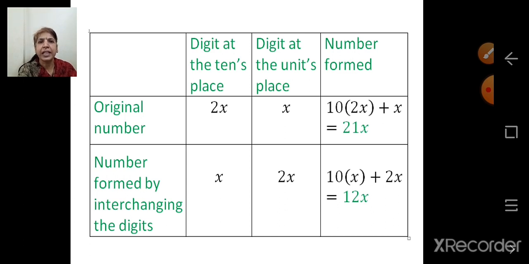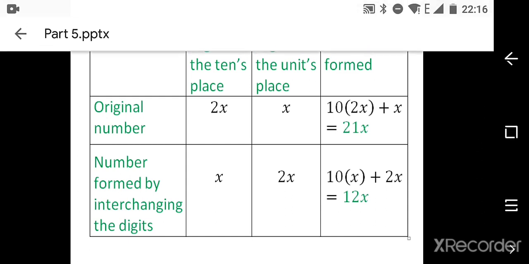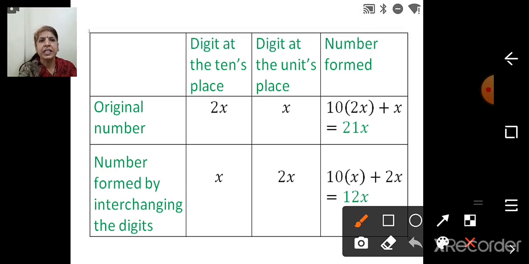You can directly write the statement, but some children don't attempt the word problems at all. In such cases, first write the information in tabular form. Here also the information is given in tabular form: digit at the tens place, digit at the units place, number form. First one is the original number.